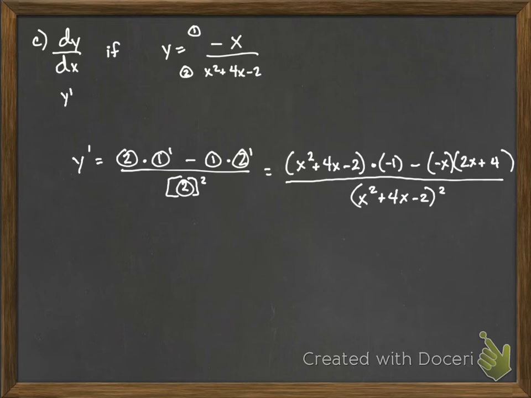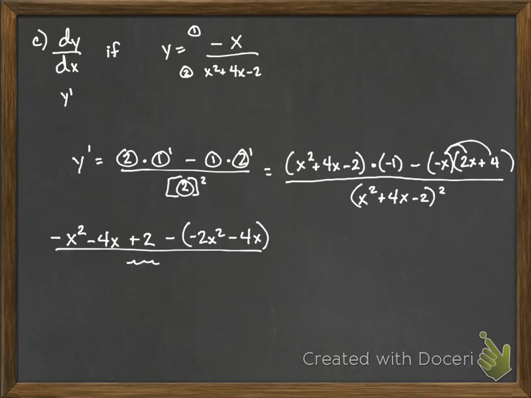Okay, so now we're going to go through some of our simplification process here. If I simplify the top, negative x squared minus 4x plus 2, and then over here, we have minus, that becomes negative 2x squared minus 4x, all over all that stuff in the bottom.